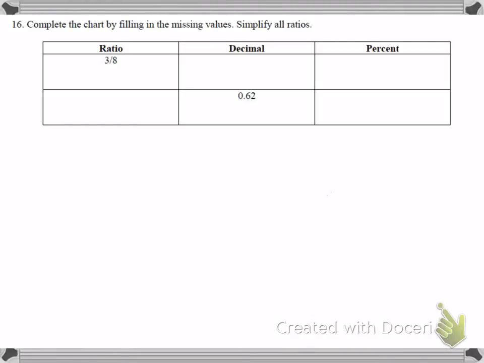Complete the chart by filling in the missing values. Simplify all ratios. Let's begin with 3/8. Let's start by turning 3/8 into a decimal.